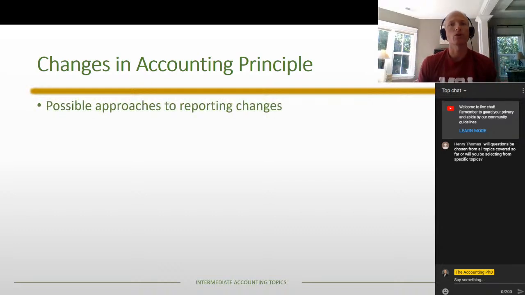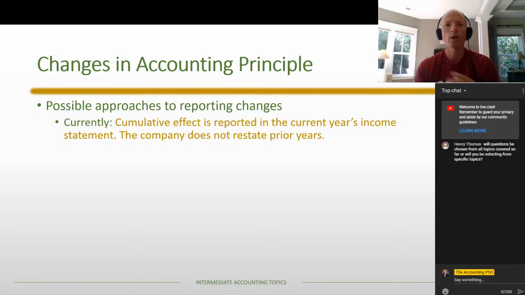So there are different approaches that we could use, or different approaches that the FASB considered using when it comes to changes in accounting principle, or for any other change or error. So there's one approach, which is to apply the changes currently. So what you do if you were to apply the changes currently, there would be a cumulative effect. So like LIFO versus FIFO, well, you've had inventory for 20 years, and so the income effect of that kind of accumulates over time. So under this approach, what you would do is you would take that cumulative effect, and it would only be reported as a change to income in the current year.